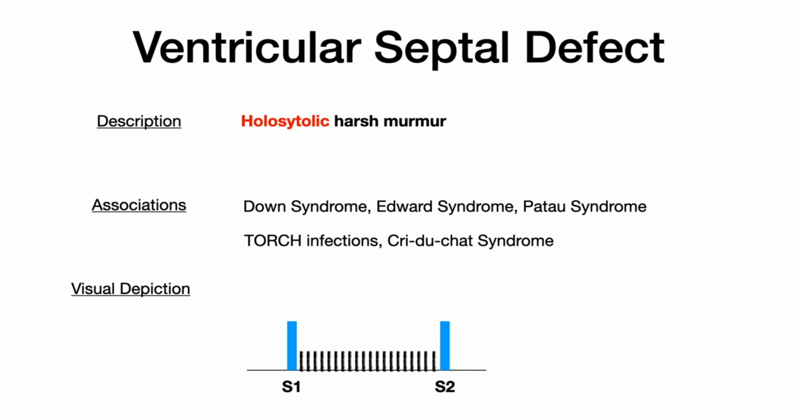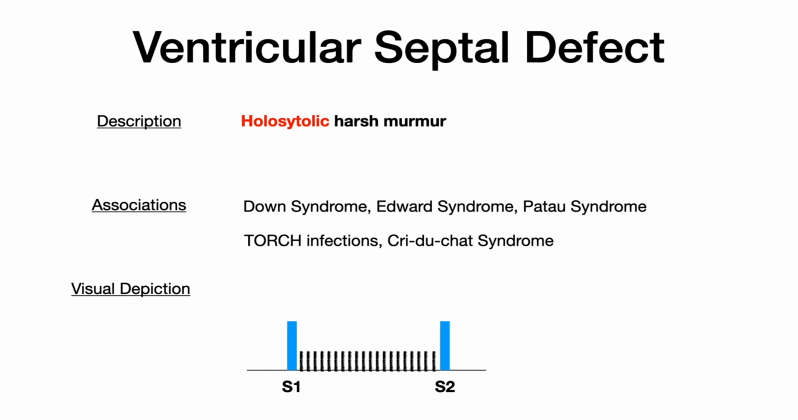The associations with ventricular septal defects are a lot of your genetic abnormalities. So we're talking about Down syndrome, Edwards syndrome, and Patau syndrome. You can also look for associations with your various TORCH infections. So we're talking about toxoplasmosis. The O stands for other, which is varicella and parvo B19, rubella, CMV, herpes, HIV, and syphilis.